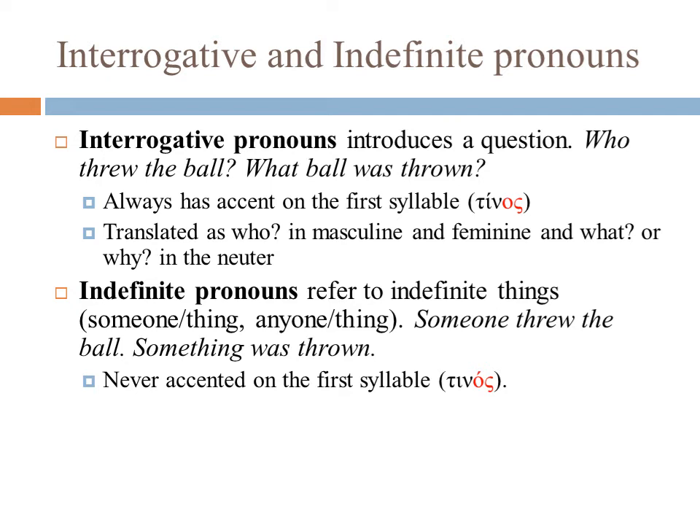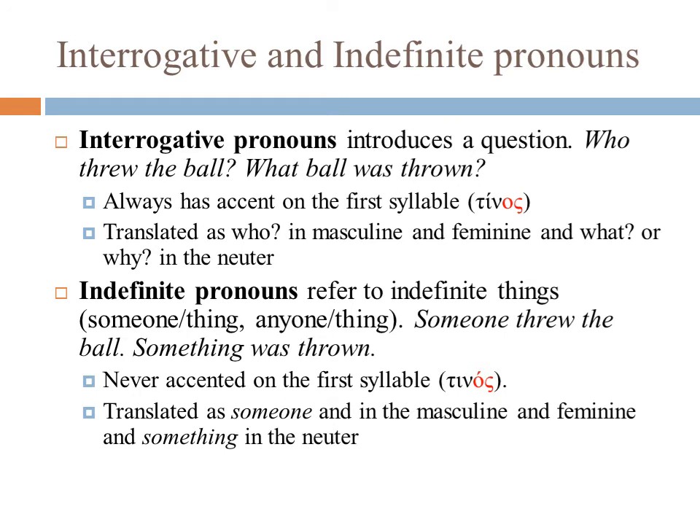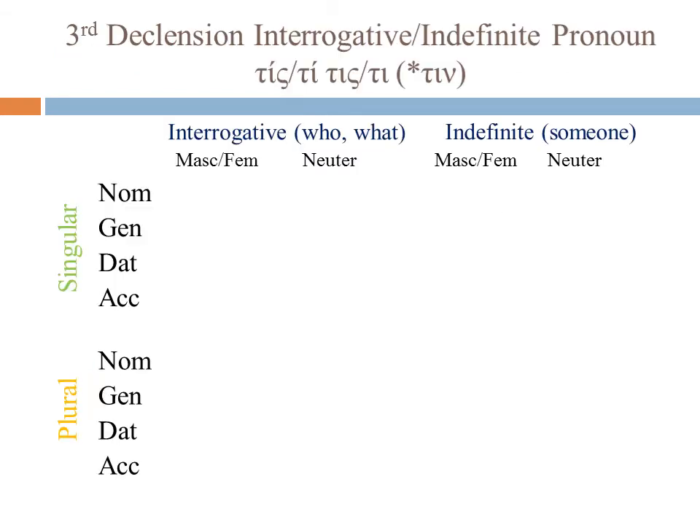The indefinite pronoun is never accented on the first syllable. Okay? So here's a rule. If it's accented on the first syllable, it's interrogative. If it is not accented on the first syllable, it is indefinite. And this is translated as someone in the masculine and feminine and something in the neuter. Let's look at the interrogative and indefinite pronouns.